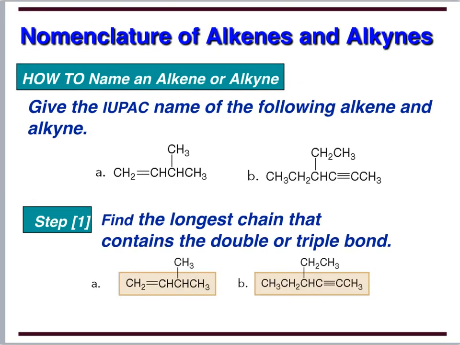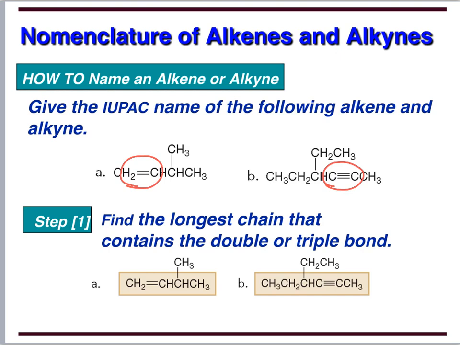Okay, so how to name it. It's actually not much different than what we have been learning for branched chain alkanes. The only difference is now we have to add a number to indicate where those double bonds are taking place and where those triple bonds are taking place.